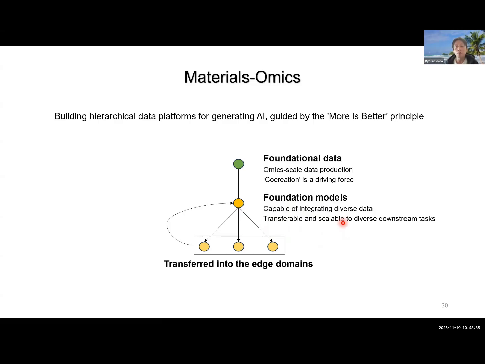We are aiming to build a hierarchical data platform for generating AI, guided by the more-is-better principle. So this is the conclusion.